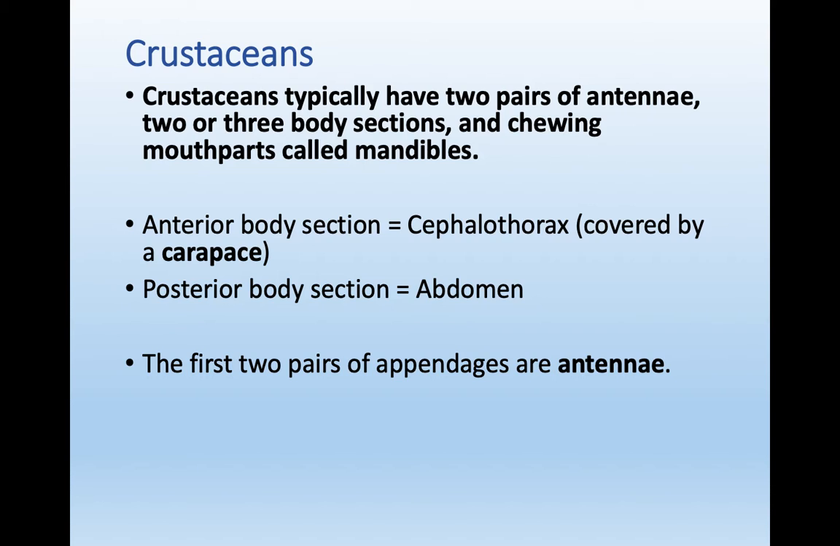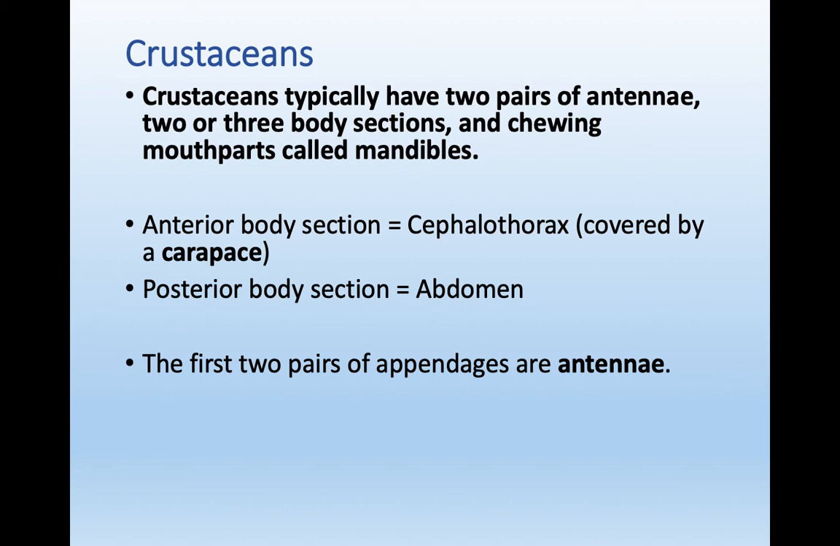Then with crustaceans, in terms of their appendages, particularly on the cephalothorax, the first 2 pairs of appendages are antennae, and these have a number of different functions. In crayfish, and in lots of crustaceans, the antennae are primarily sense organs, so they kind of wave around and sense the environment around them. Sometimes they have little sensory hairs on them. In other crustaceans, they help with filter feeding, or in some cases, they even help with swimming. So they have a variety of functions depending on what type of crustacean you're looking at.